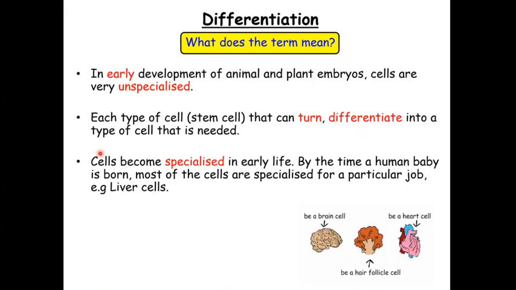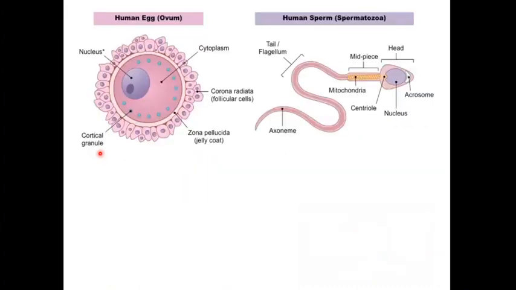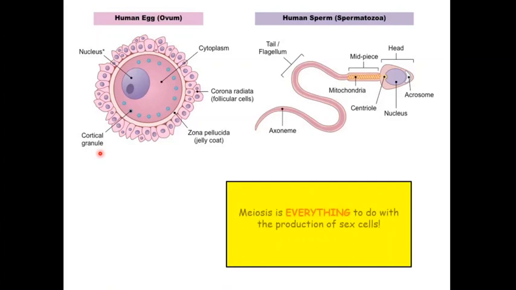The two types of differentiated, specialized cells that don't form during mitosis are the sperm and the egg. The technical name for a sperm is a spermatozoa. The technical name for an egg cell is an ovum. And these cells need to be reproduced by a different method, which is meiosis. Meiosis is just everything to do with the production of sex cells. And you'll hear me talk about sex cells. They're called gametes. The technical term for a sex cell is a gamete.